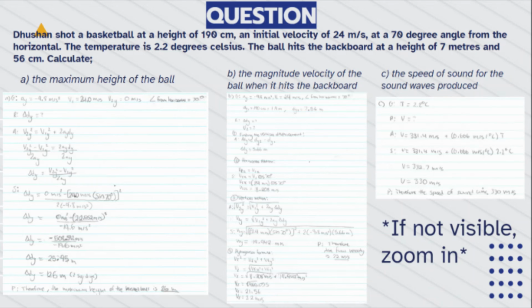For part B, the givens are vertical acceleration, negative 9.8 miles per second squared, initial velocity at 24 miles per second, the angle at 70 degrees above the horizontal, the initial vertical height at 1.9 meters, and the final vertical height of 7.56 meters. First, vertical displacement is found by subtracting the final height from the initial.